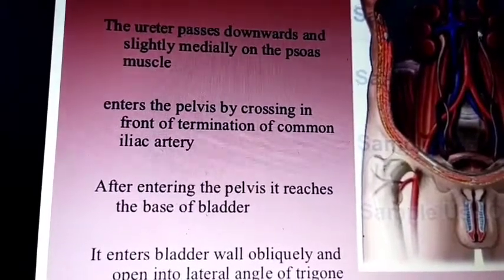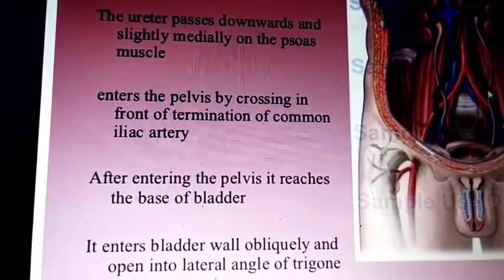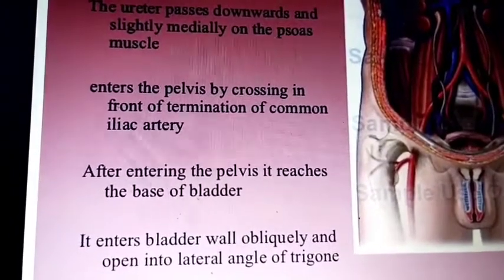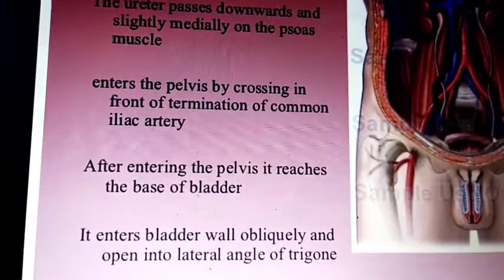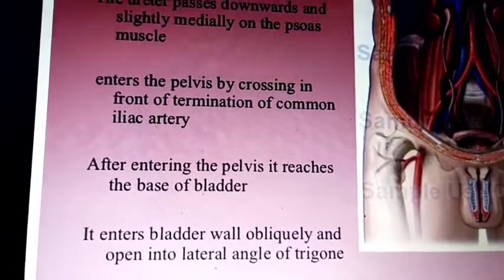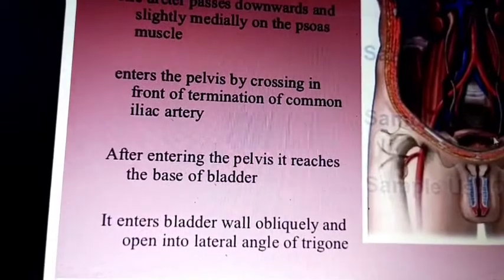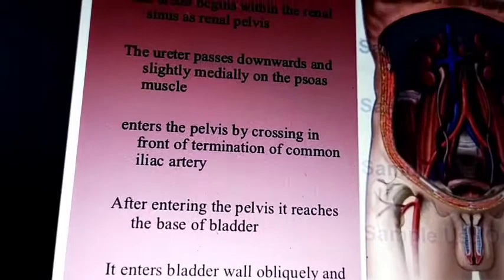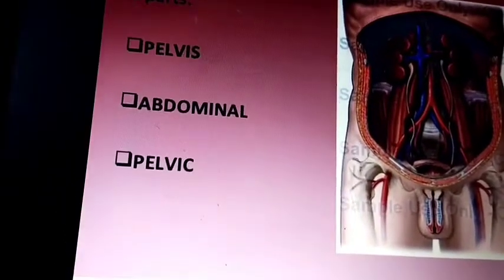First it moves downwards and medially. Further it moves along the sciatic notch to the ischial tuberosity, obliquely. After that it moves obliquely towards the base of the bladder. After entering the pelvis, it reaches the base of the bladder, enters the bladder wall obliquely and opens into the lateral angle of the trigone. Okay, we can go for the next slide.